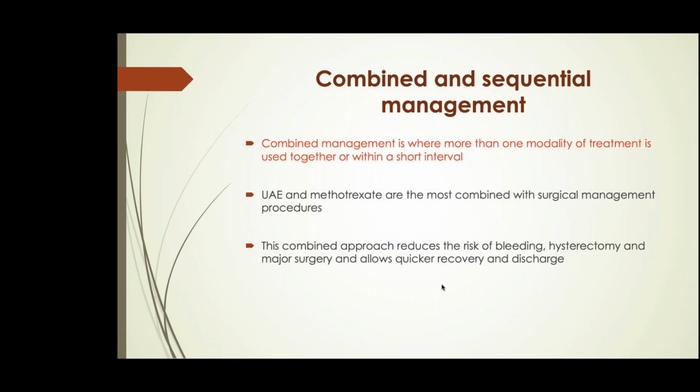So you put the foam on the uterine arteries, embolize it, and then give methotrexate. The combination of both can give you a better effect. Or the sequential approach, like starting with methotrexate, and then after a certain time you can do another intervention, like surgical intervention, for example. So combined management is where more than one modality of treatment is used together or within a short interval, like the uterine artery embolization and methotrexate.